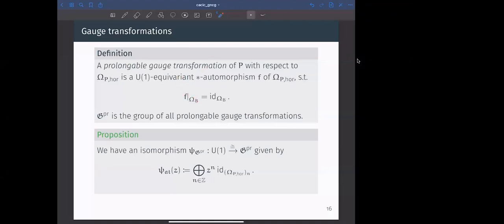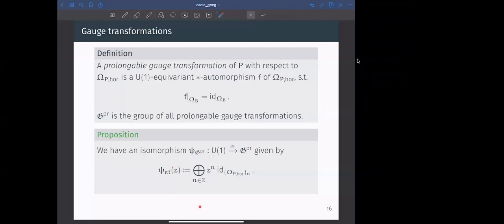automorphisms, but what I want to emphasize is that in this best case scenario, you can profitably make sense of differentiability, non-universal differentiability of your gauge transformations. So let's tentatively just say that a gauge transformation is a symmetry of this process of lifting from basic forms to horizontal forms. So let's define a gauge transformation of P with respect to this algebra of horizontal forms, this horizontal calculus, to be a U1 equivariant star automorphism of this graded star algebra of horizontal forms that restricts to the identity on basic forms. This defines a group, and you can actually think of it as a subgroup of the vertical star automorphisms of P, the U1 equivariant star automorphisms of P itself that restrict to the identity on B.